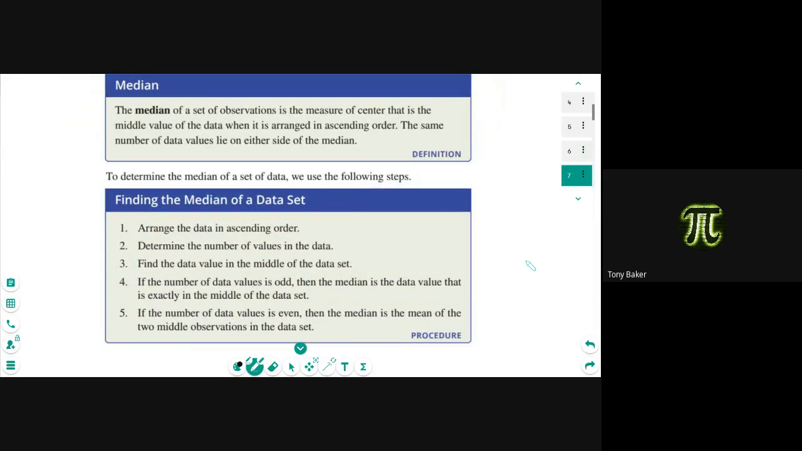So for median, the first thing you have to do is put all the numbers in order. If they're not in order, you cannot find the median. Then we have to figure out how many values there are and find the middle of the data set. If the number of values is odd, the median will be the number that's in the middle. So if you have 9 numbers, the middle number will be your median. If the number of data points is even, you will not have a middle number. So if you have 10 numbers, we have 2 numbers in the middle. You take those and find the mean of those 2 numbers. You add them up and divide by 2.